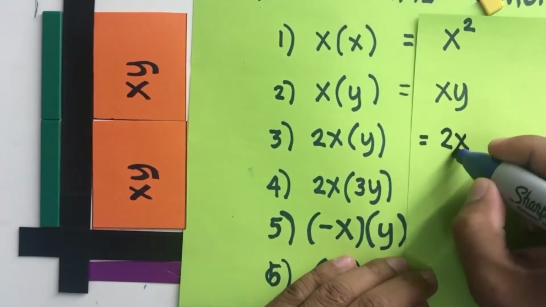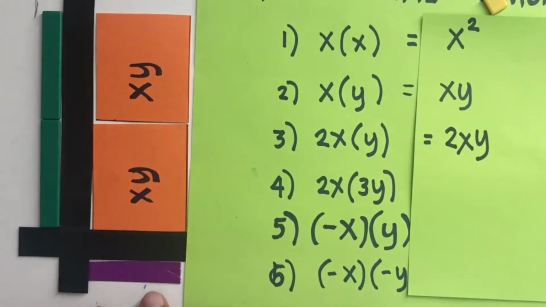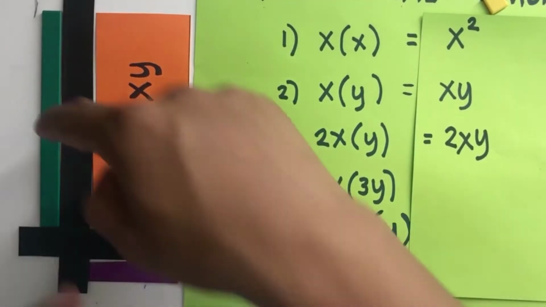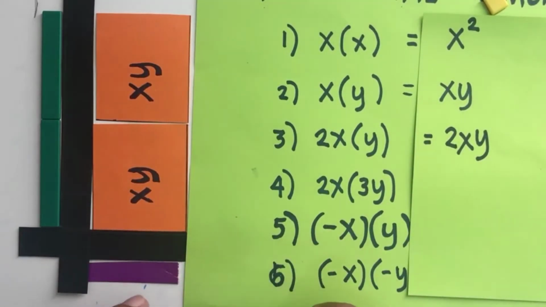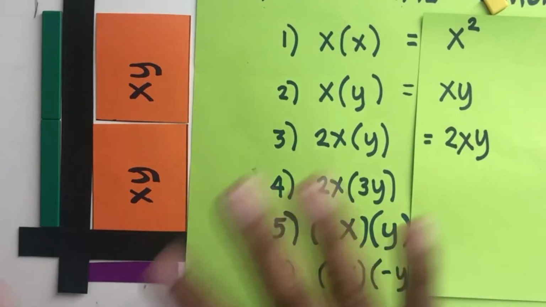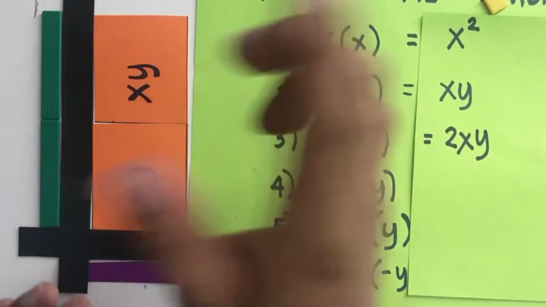2xy's. 2xy. I would like to note that you can also interchange the order. You can put the y here and the 2x on the other side without changing the product. The area is not affected by the order of the sides.